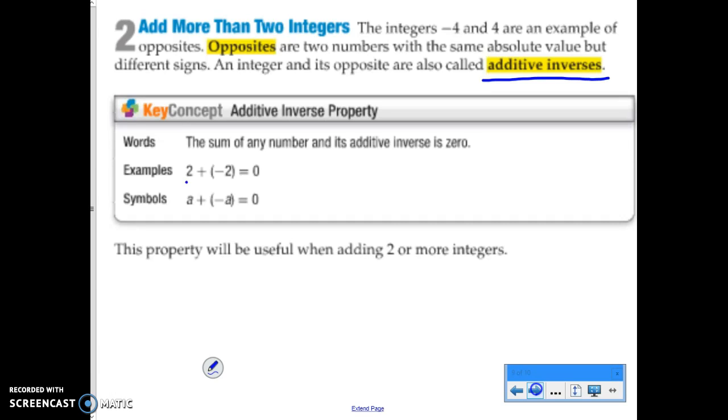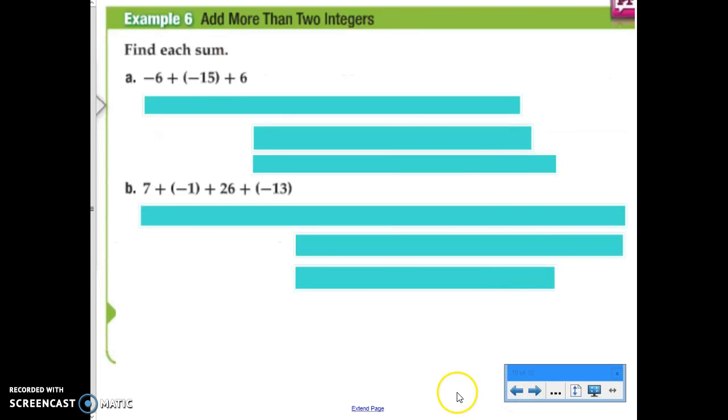Okay, so we know that anytime you've got a positive 2 and you're adding a negative 2 to it, you're always going to get 0 as your answer. Shows you what it is in symbols. I recommend jotting that down. And it says this property will be useful when adding 2 or more integers. Okay, so let's take a look.